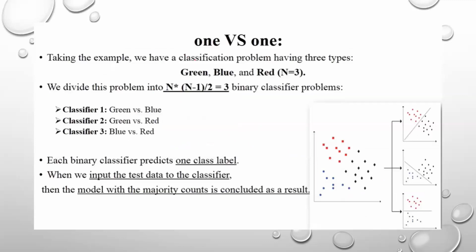Now taking the earlier example, we have a classification problem having 3 types, that is green, blue, and red, where n equals 3. So we will divide this problem into n times n minus 1 divided by 2, which is equal to 3.